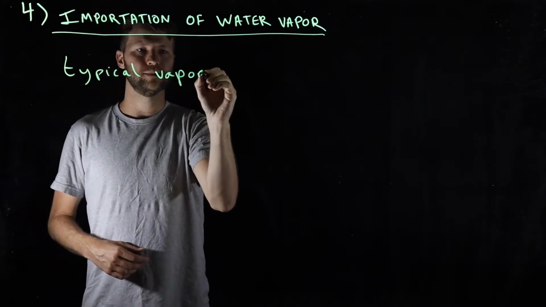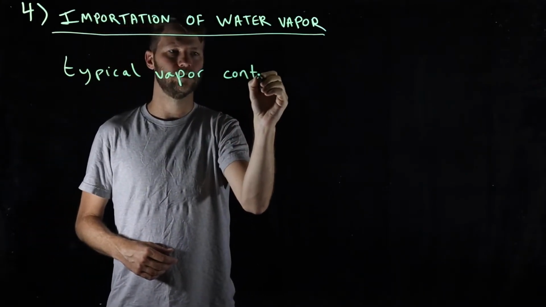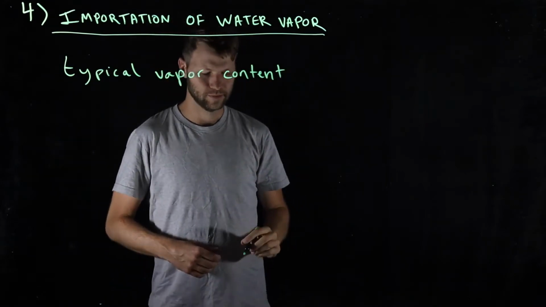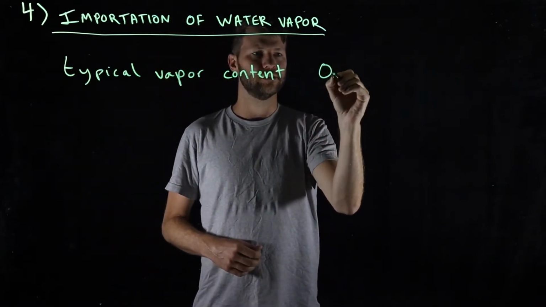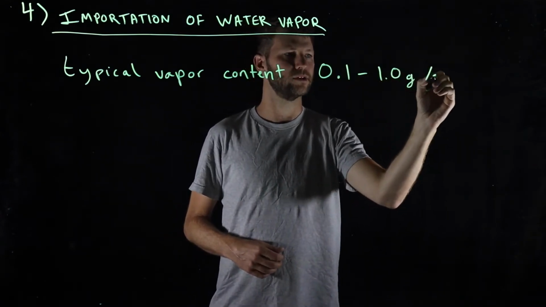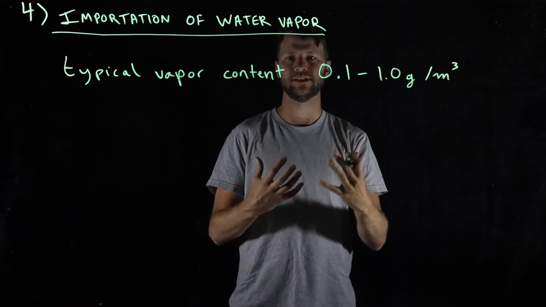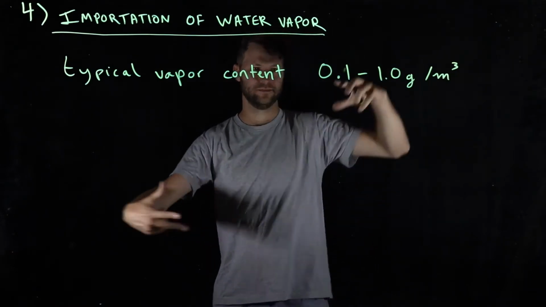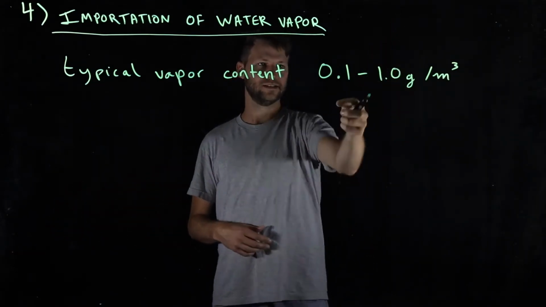It has a typical vapor content or absolute humidity ranging between about 0.1 to 1 gram per cubic meter. That is, if we were to just take the molecules of water in a cubic meter, this is how much it would weigh.